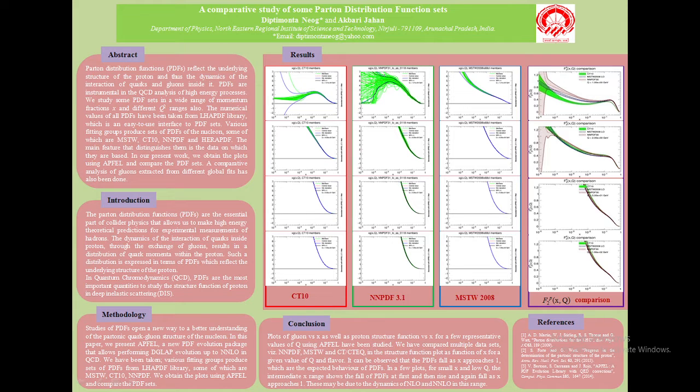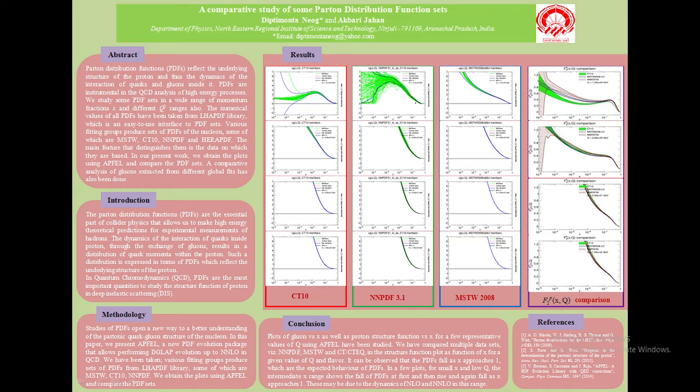Now, these are my results. In the first three columns, the plots are gluon versus x from different PDF sets which are CT10, NNPDF 3.1 and MSTW 2008. And the fourth column represents the comparison of structure function versus x from these three different groups. And the value of Q is taken from very low to high ranges.